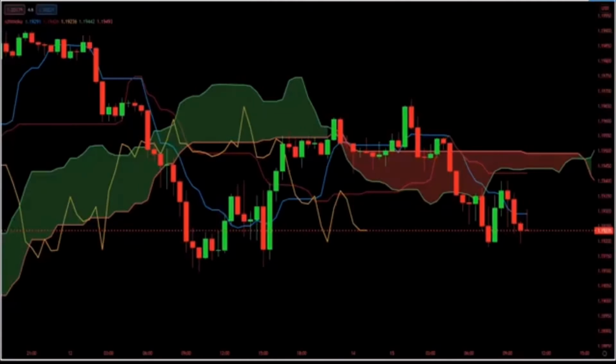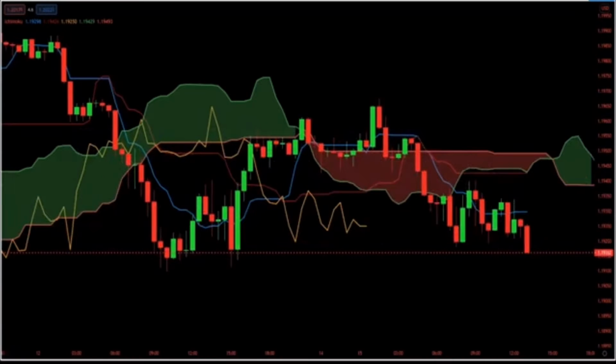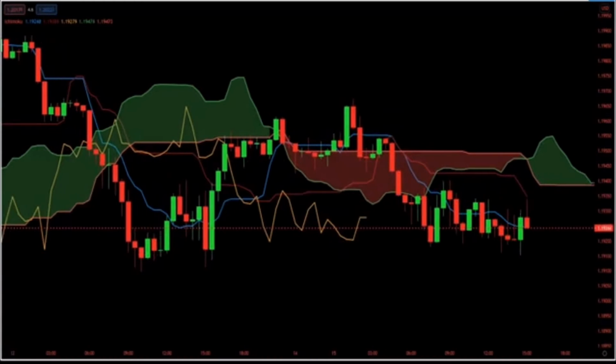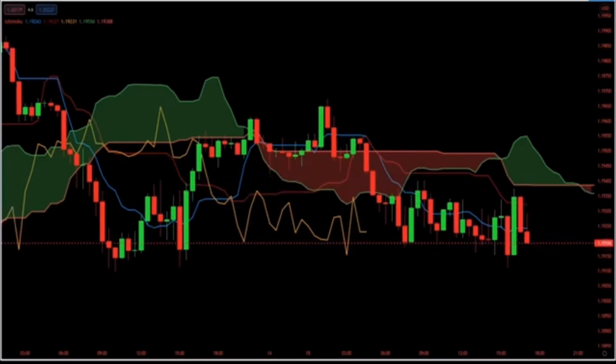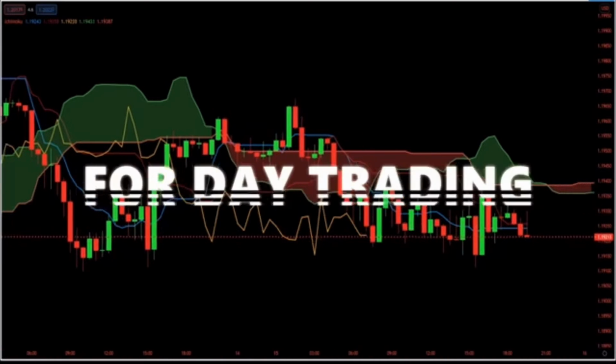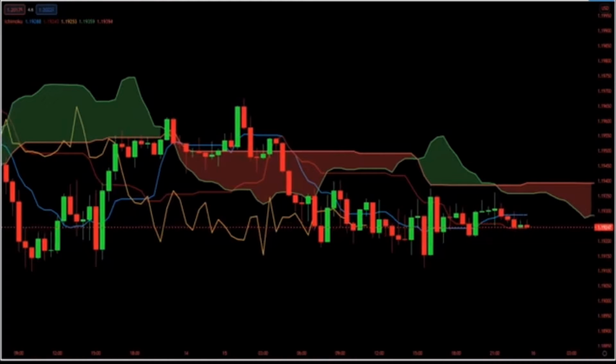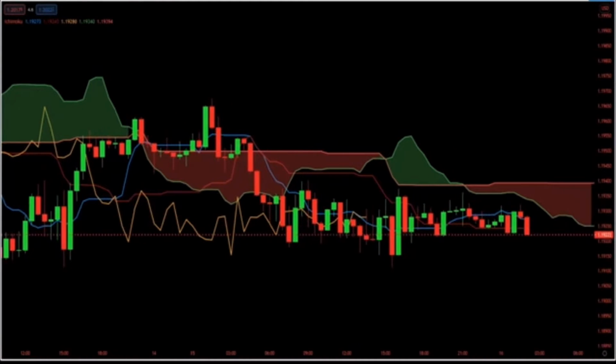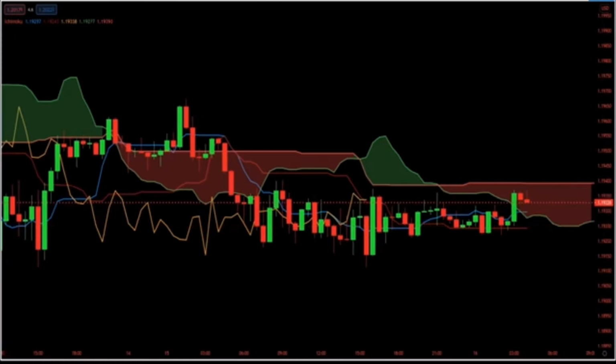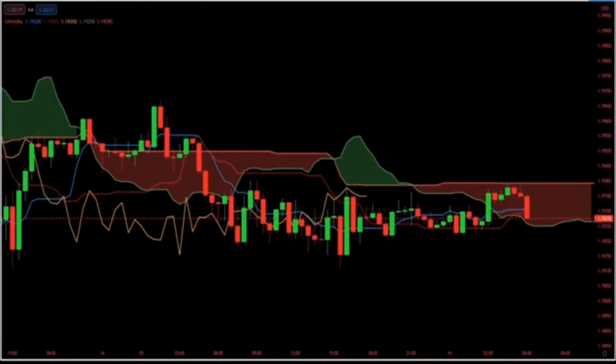In today's video we will talk about the Ichimoku Cloud Trading Strategy, and you will also learn how to use the Ichimoku Cloud Indicator in trading, and how to use Ichimoku Cloud for day trading and swing trading. The Ichimoku Cloud Trading Strategy is a technical indicator system used to assess the markets. This unique strategy provides trading signals of a different quality.